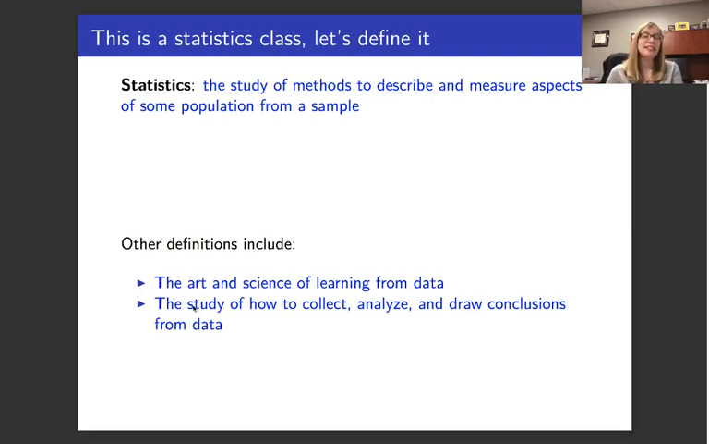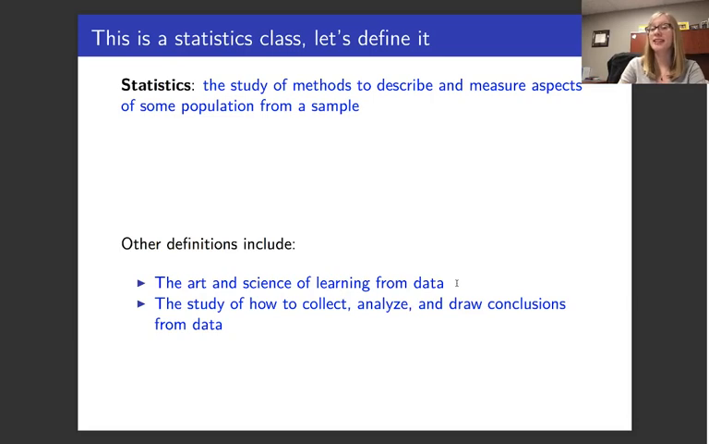So statistics is the study of methods to describe and measure aspects of some population from any given sample. So given data that we've collected, how can we take that data and translate it back to some population? A few other definitions that I really like are given below. One of them is especially apt.